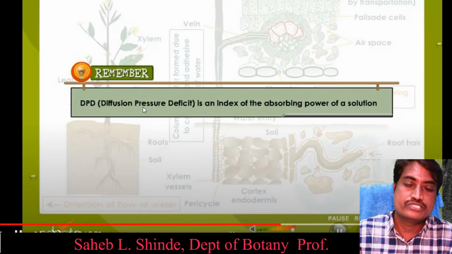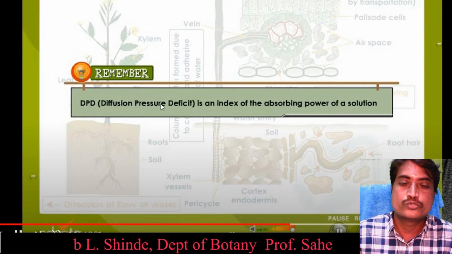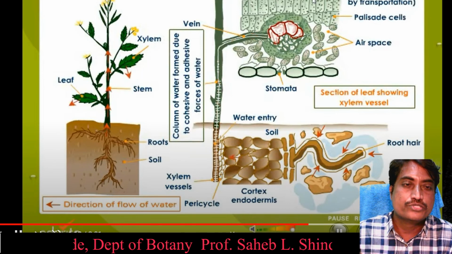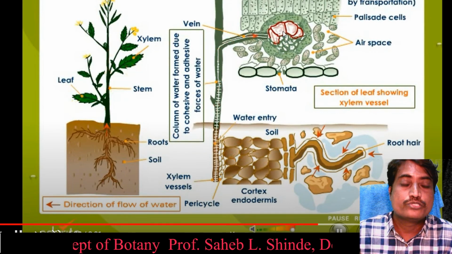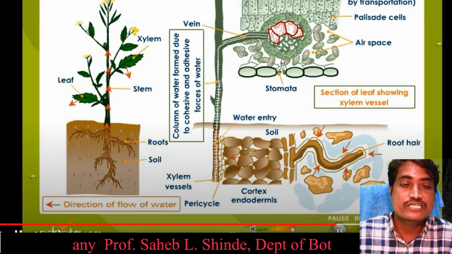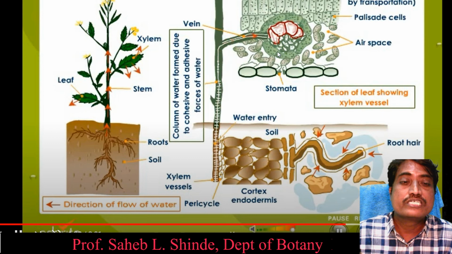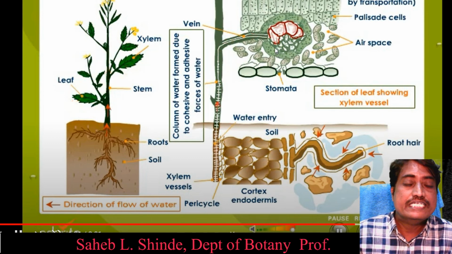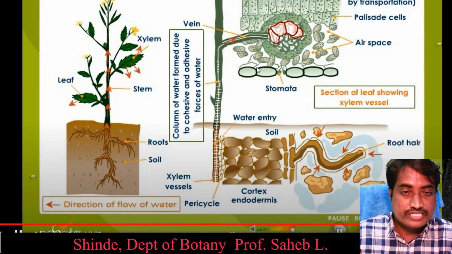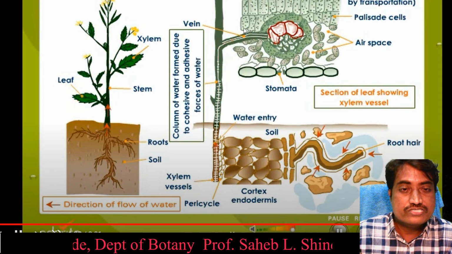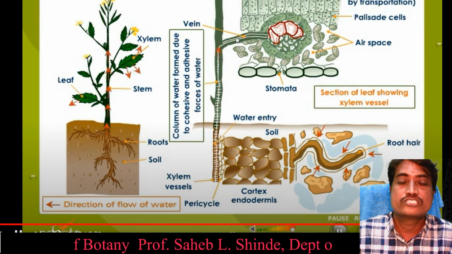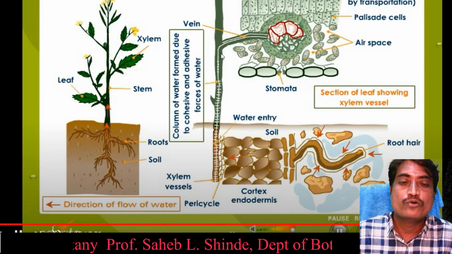This is diffusion pressure deficit. It is also called suction pressure. That suction pressure is responsible for the absorption of water. When the loss of water occurs from this region, the suction pressure is increased in that area. It sucks the water, pulls the water from the lower side. Likewise, here deficiency is created, here suction pressure or DPD is created. That DPD, that suction pressure, pulls that water from the lower side.